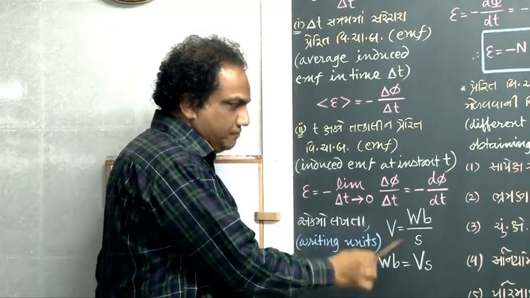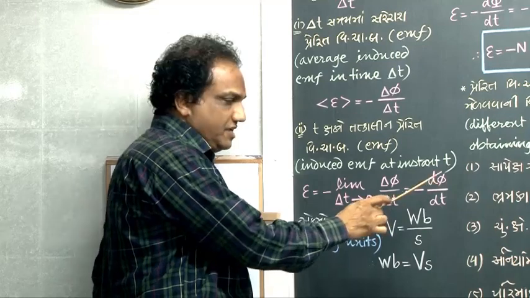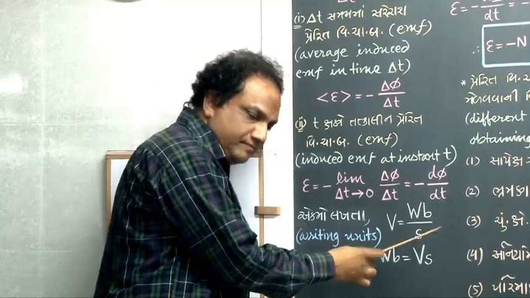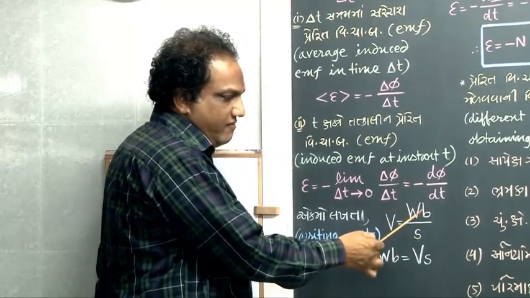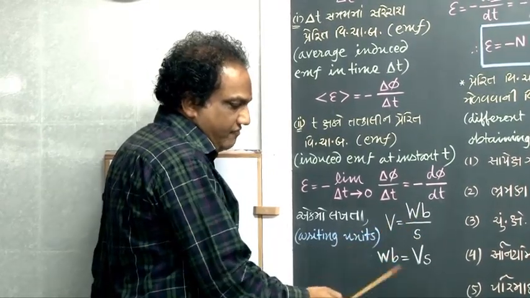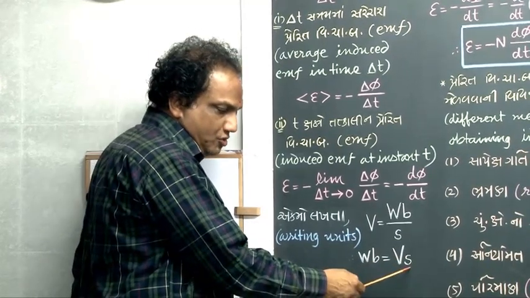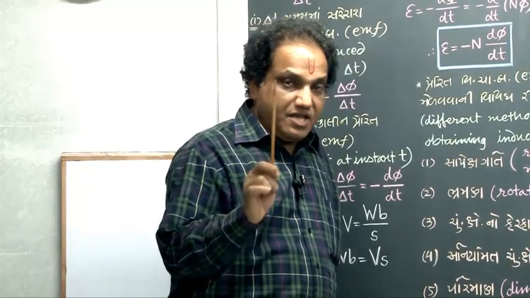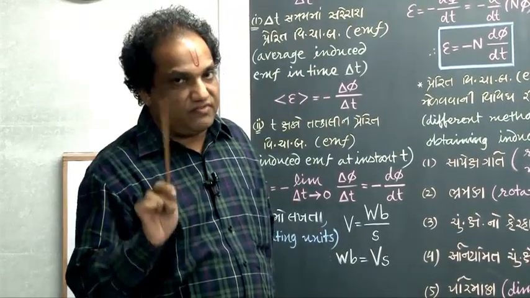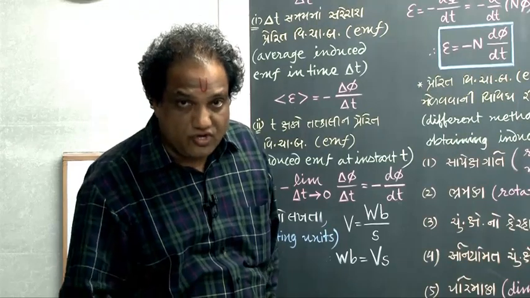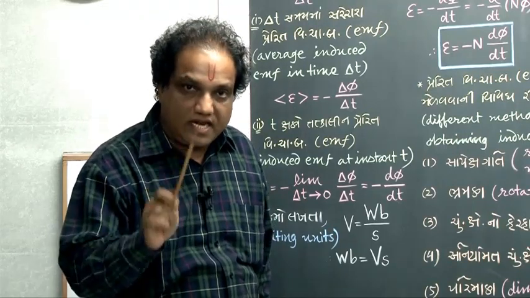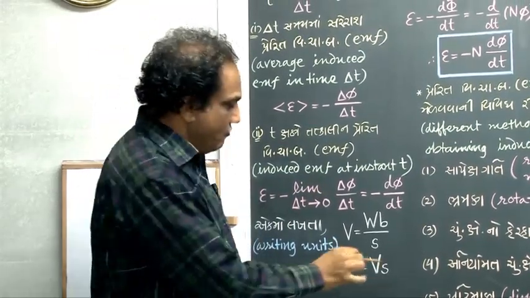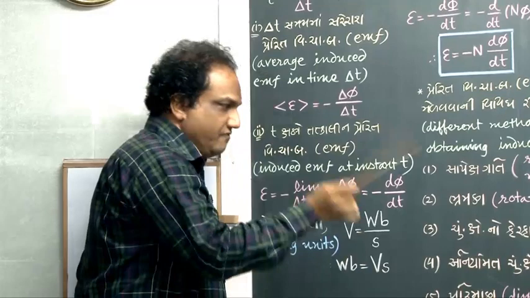Volt. You know the SI unit of magnetic flux is Weber, and the SI unit of time is second. So Weber will be equal to volt into second. Weber equals volt into second. Remember, last time I had given 3 equivalent units of magnetic flux: first was Weber, second was Tesla into meter square, and third one was this, volt into second.